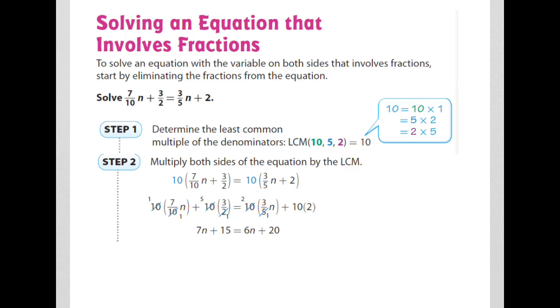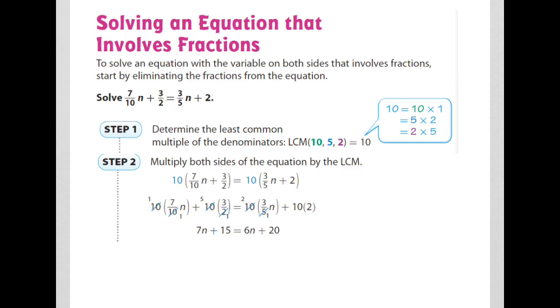Well, the book says, solving an equation that involves a fraction. In order for you to solve the equation with the variable on both sides that involve these fractions, you have to start by eliminating the fractions from the equation. As long as you do everything to both sides of the equation, you're not going to change the value of that equation, so don't be afraid of that and just understand it as we work through.